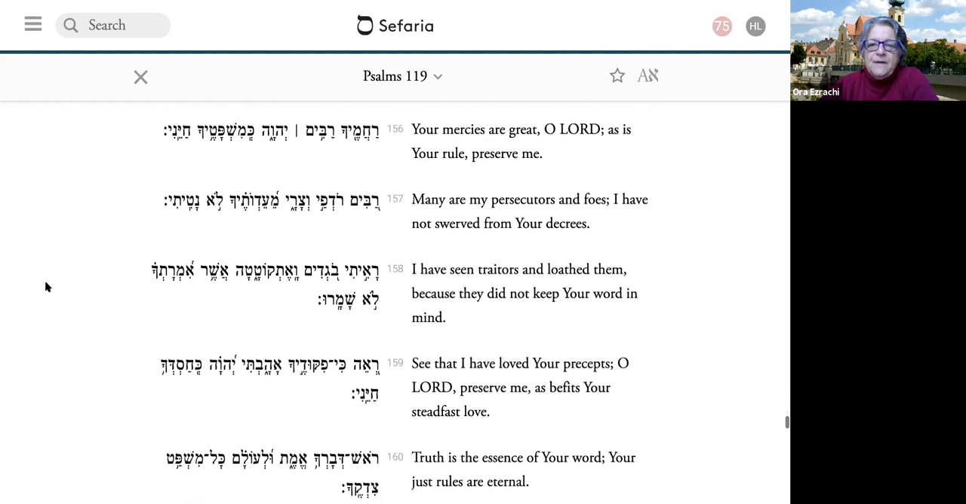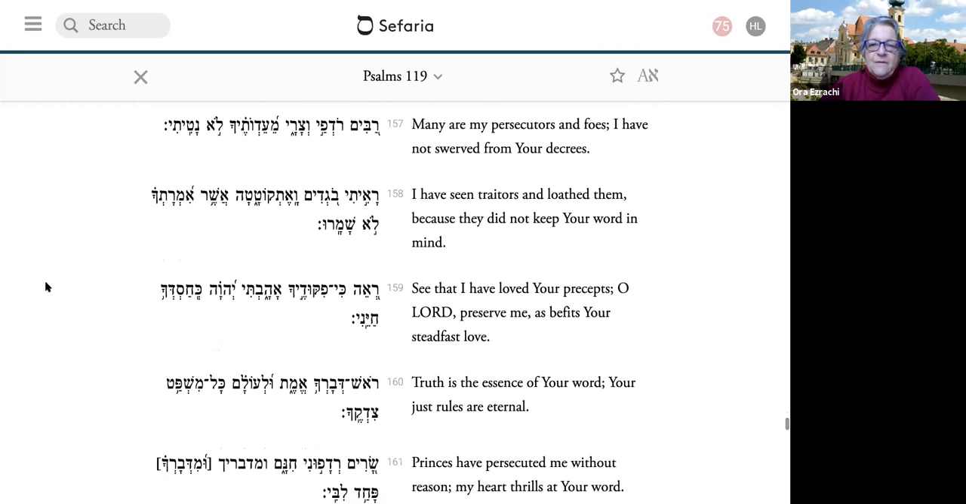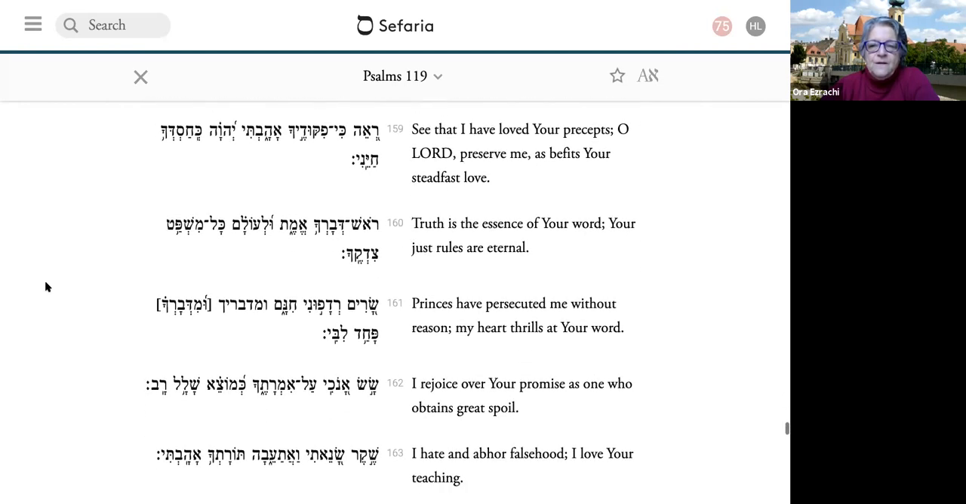Preserve me. Many are my persecutors and foes. I have not swerved from your decrees. I have seen traitors and loathed them, because they did not keep your word in mind. See that I have loved your precepts, Adonai. Preserve me, as befits your steadfast love. Truth is the essence of your word. Your just rules are eternal.